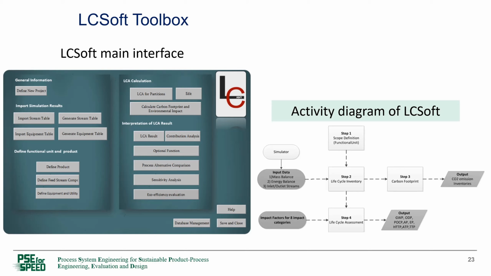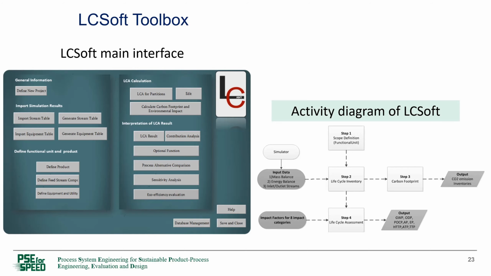And the boundary is very important. And as you can see, the input is mass balance, the energy balance, inlet outlet streams. And when we go to the impact calculation, we need the models to calculate those impacts for every chemical. So we also include property models.